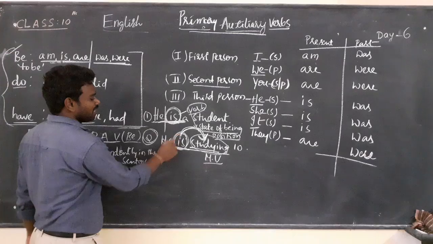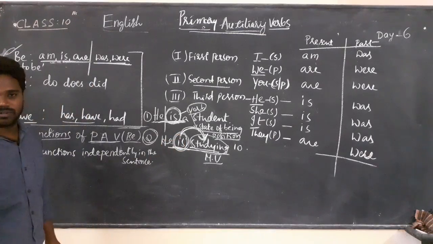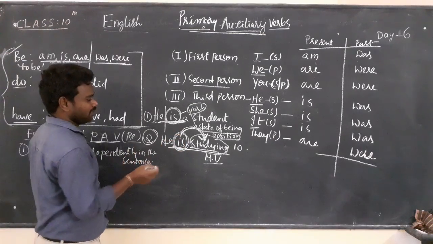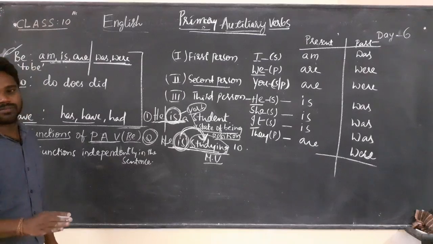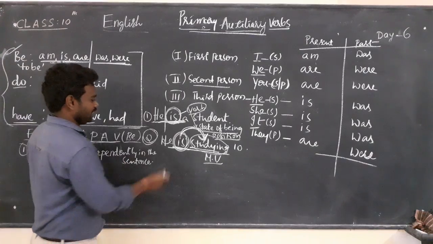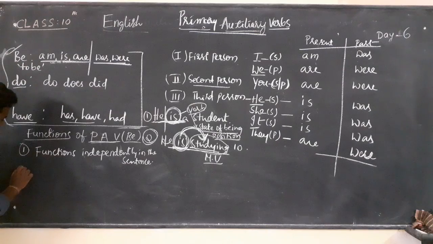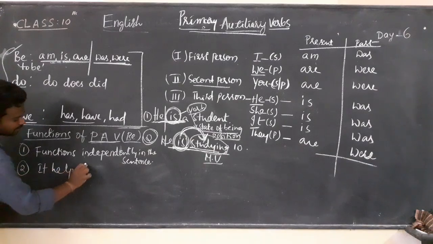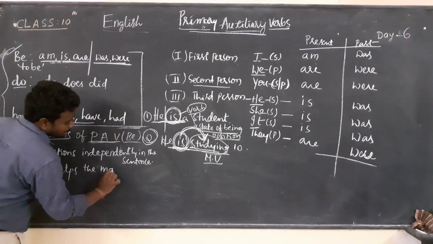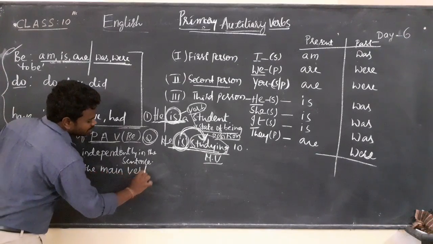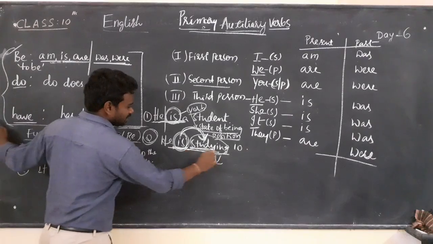They help the main verb. So all auxiliary verbs help the main verb to complete the meaning. So this is the second usage, right? It helps the main verb. What is the main verb here?